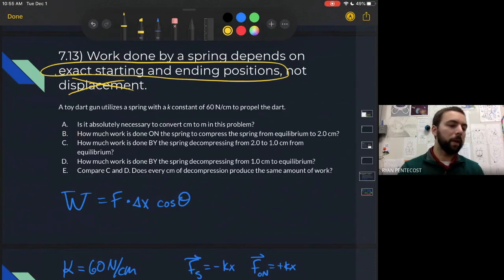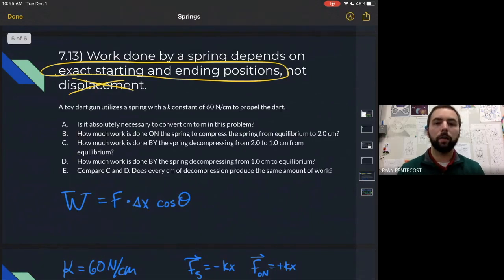All right, so that's all we have for springs. Next, we'll be continuing on through our work, springs, kinetic energy, and power chapter.